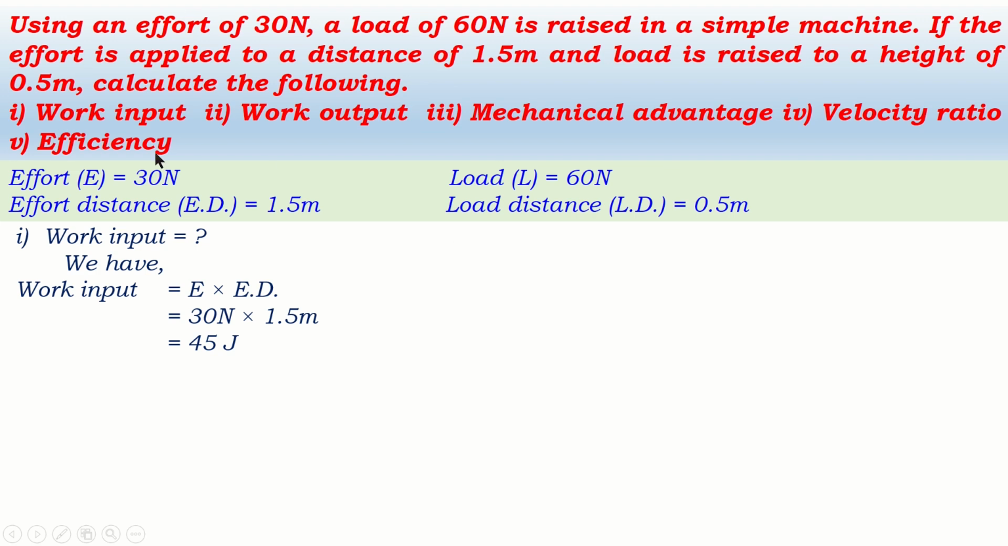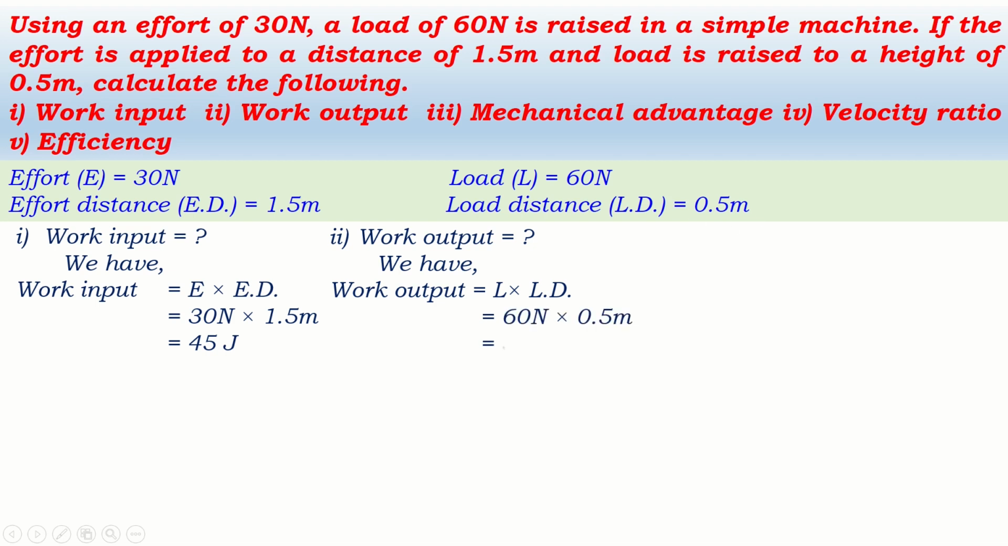Now the second question is work output. How to calculate work output? We have to write the formula first. Work output is equal to load into load distance, and it is given here. Load is 60 Newton and load distance is 0.5 meter, so I am writing this, and when we multiply these two we'll get 30 joule. Work output, it means work done by the machine, is less, 30 joule, but work done on the machine is more, that is 45 joule.